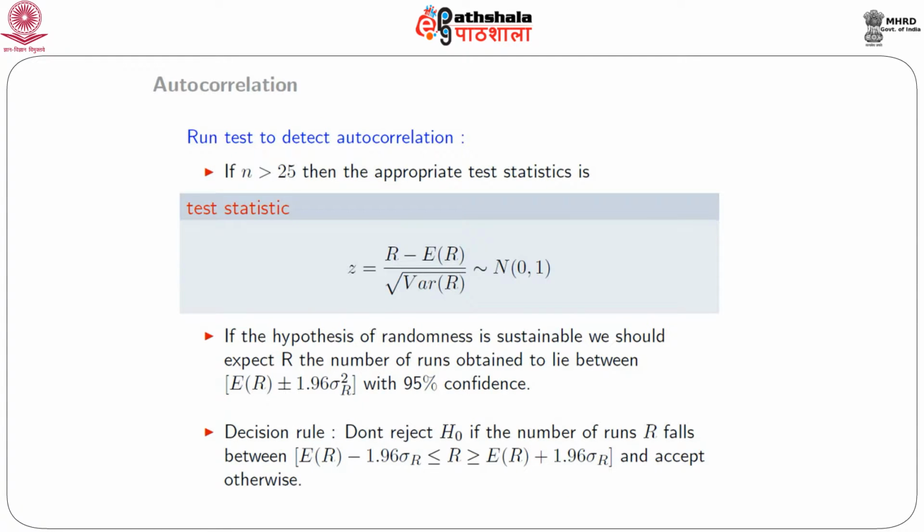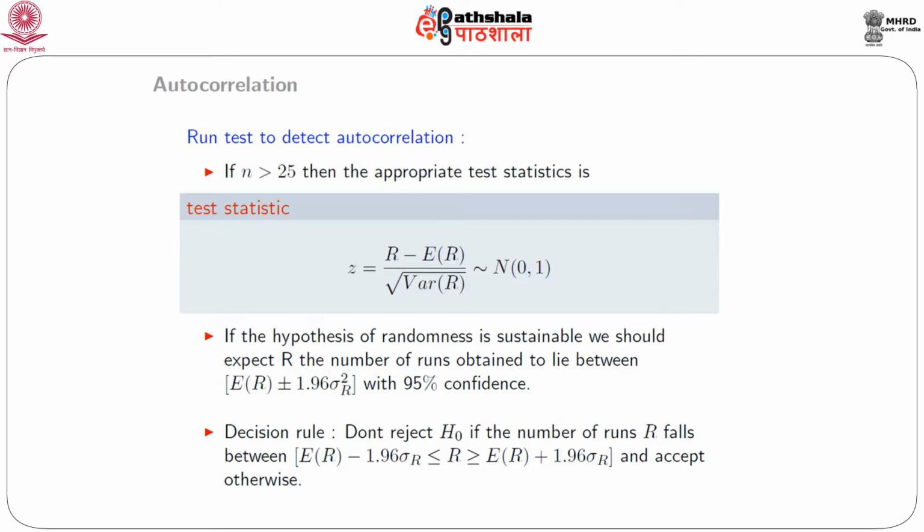Now, the run test tells us that if the number of observations is greater than 25, or in other words, if the sample is large enough, then the appropriate test statistic for this test is given by Z, which equals R minus expectation R divided by standard deviation R, or square root of variance R, which is normally distributed with mean 0 and variance 1.